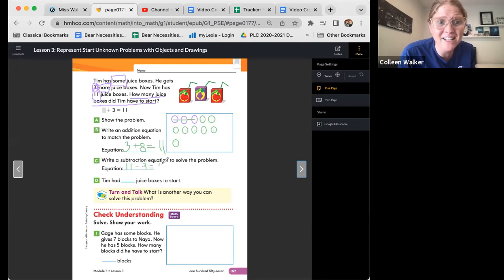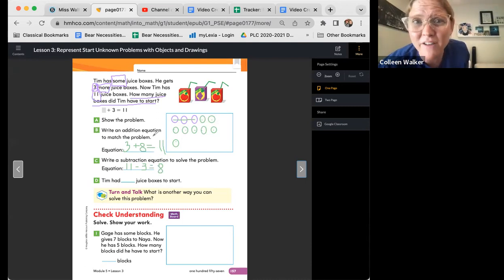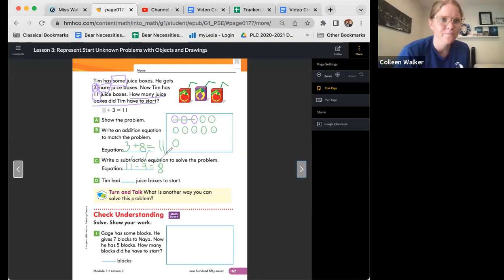Awesome. And you know what, friends? I can also check that my subtraction sentence is correct by looking at the addition one above, because these are related facts. I should be using the same 3 numbers. Did I use 11? Yep. Check. Did I use a 3? Yes. Did I use an 8? Yes. So how many juice boxes did he have to start? He had 8 juice boxes to start.